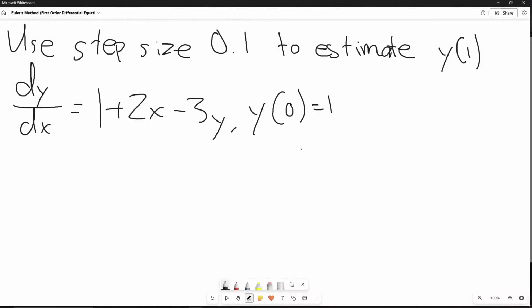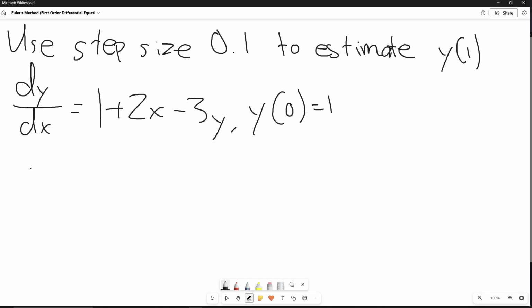Now let's get into some practice problems. If you think you can do this one, then pause the video and try it. This one says use step size 0.1 to estimate y of 1, given that dy over dx equals 1 plus 2x minus 3y, and y of 0 is equal to 1.